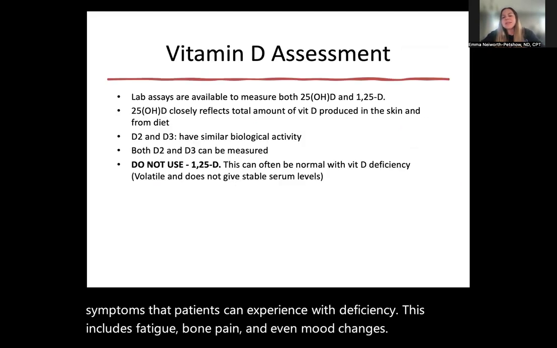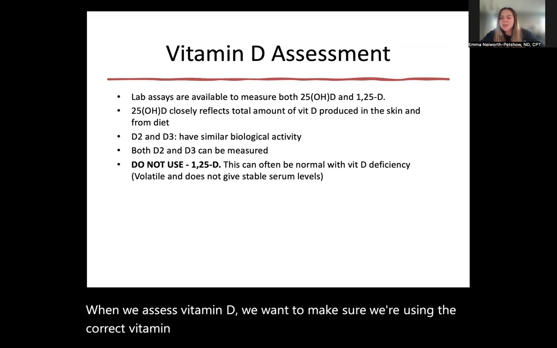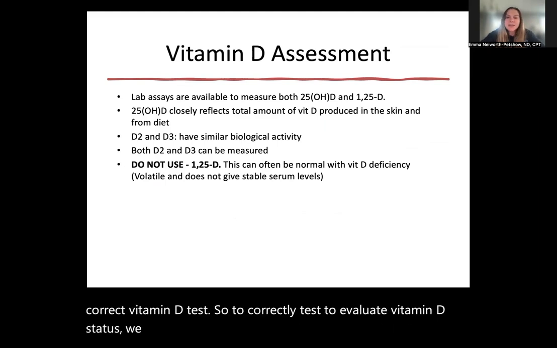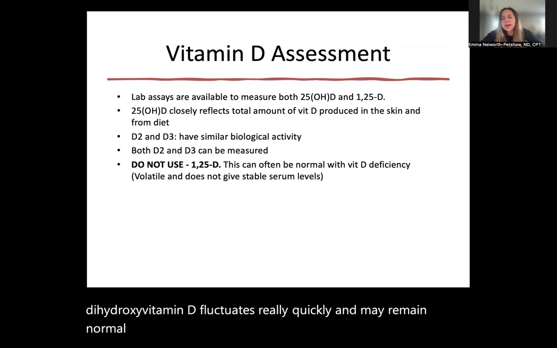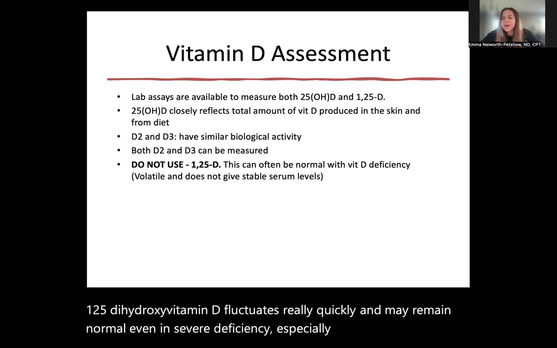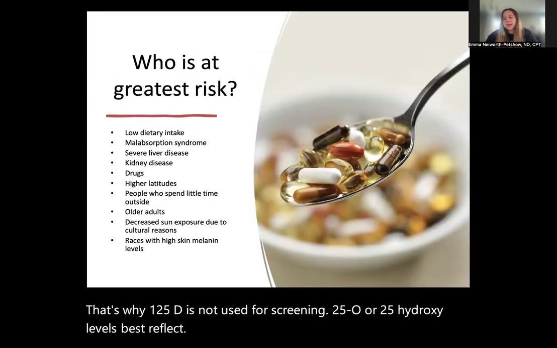When we assess vitamin D, we want to make sure we're using the correct vitamin D test. To correctly evaluate vitamin D status, we use serum 25 hydroxy vitamin D. The active form, 1,25 dihydroxy vitamin D, fluctuates really quickly and may remain normal even in severe deficiency, especially in hyperparathyroidism. That's why 1,25D is not used for screening. 25OH, or 25 hydroxy, levels best reflect stores and overall status.